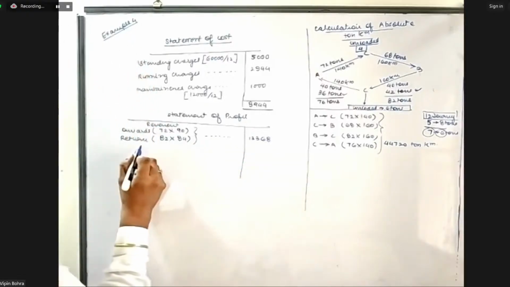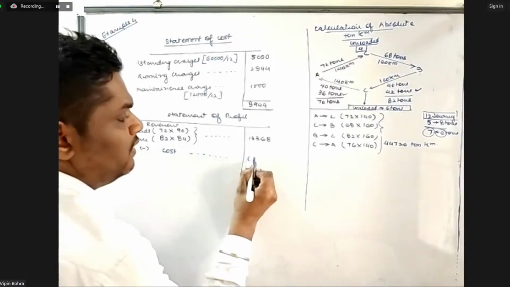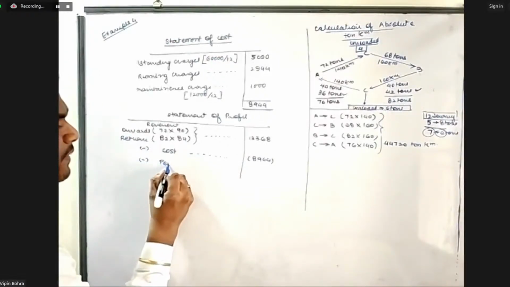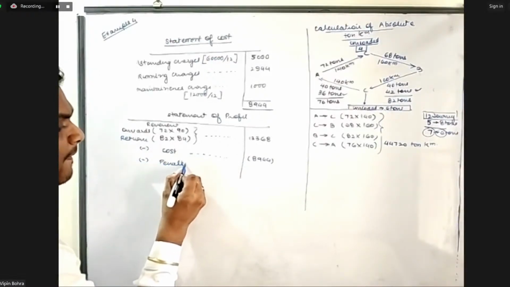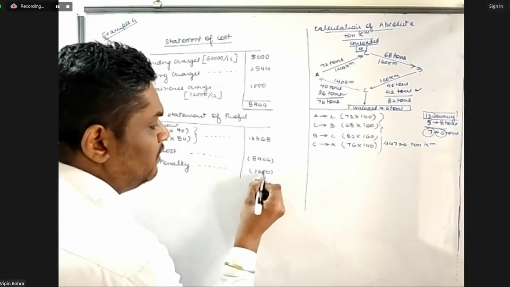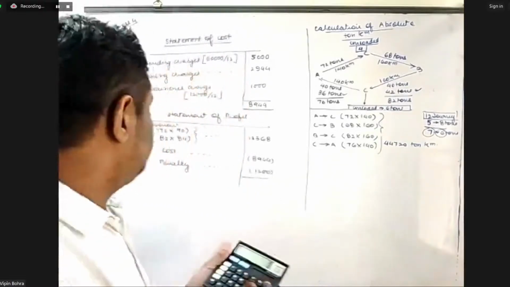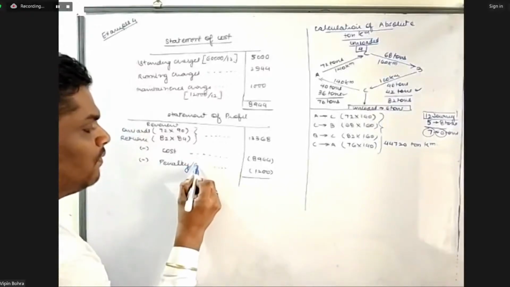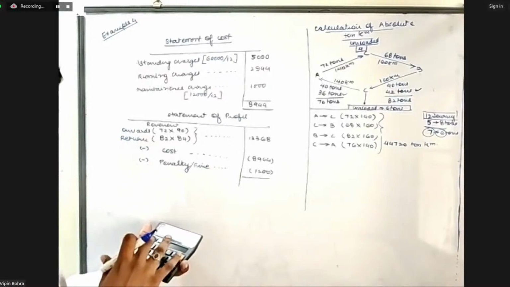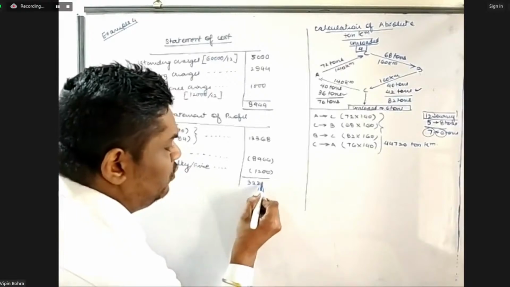$13,368 minus the cost we have already calculated, that is 8944 minus the penalty. It will form part of, it will be deducted from the profit. That is 1200. So the profit will be 3224.